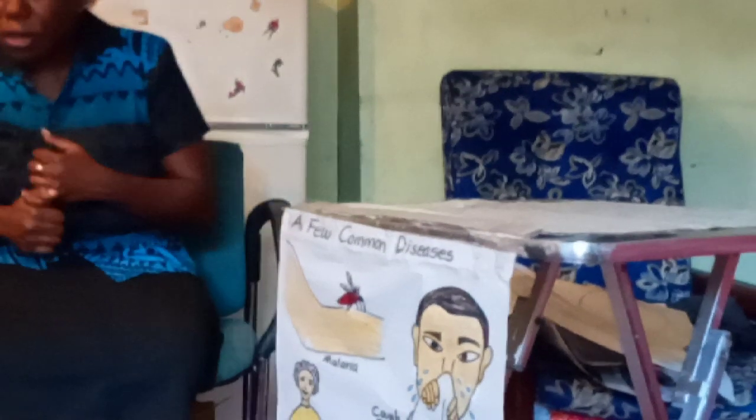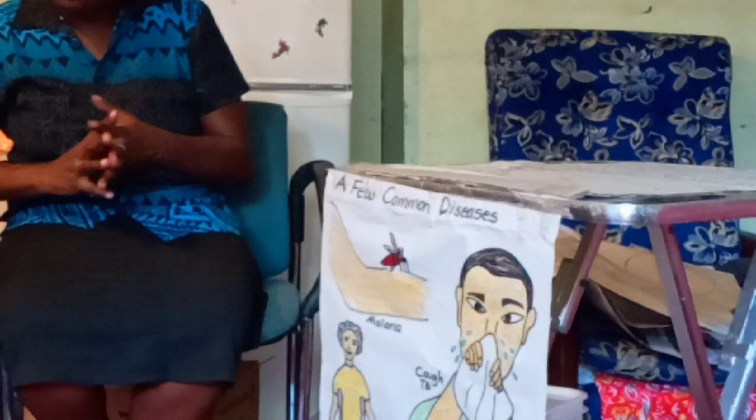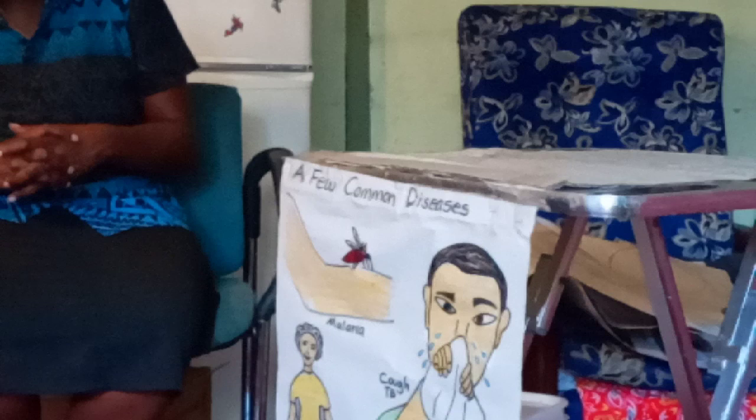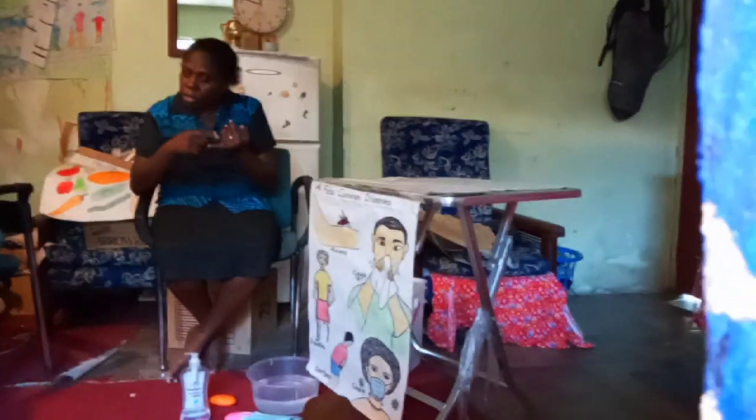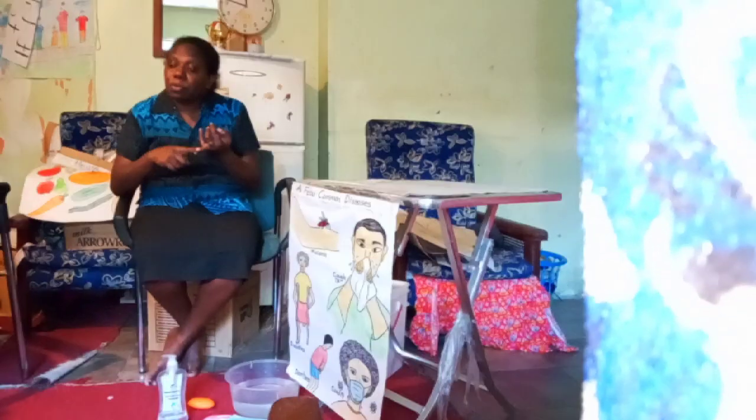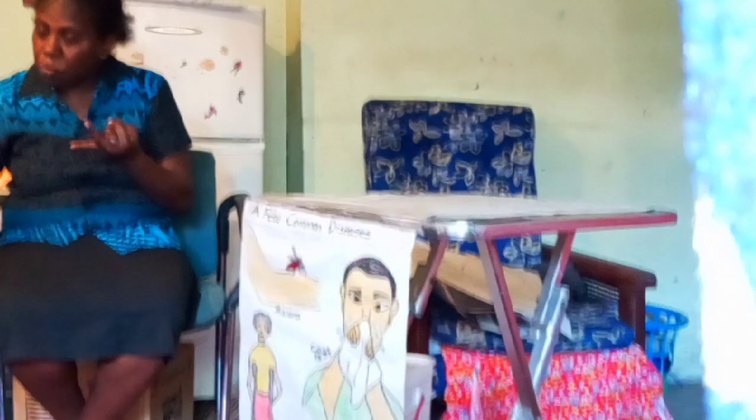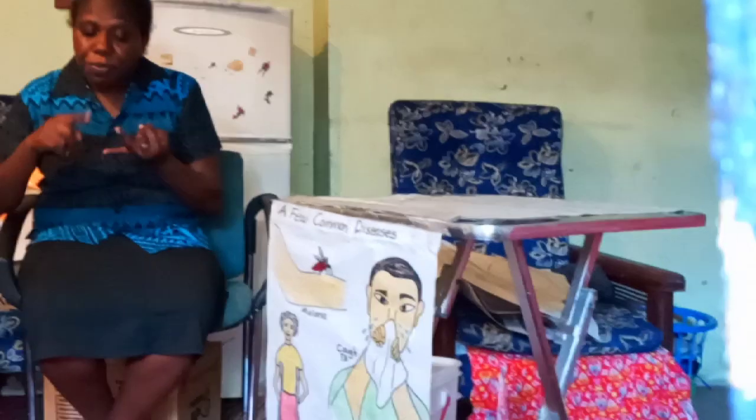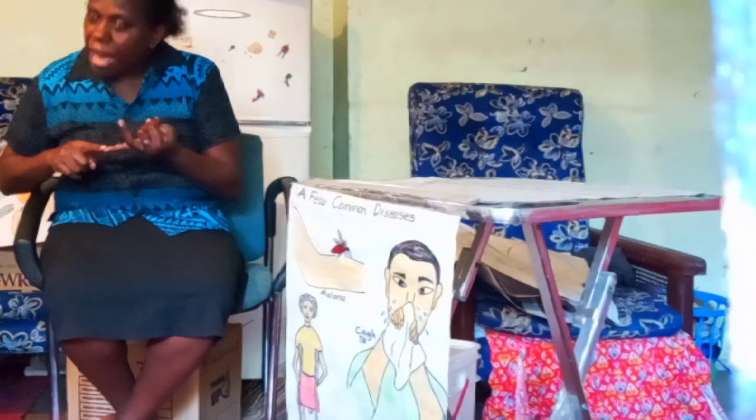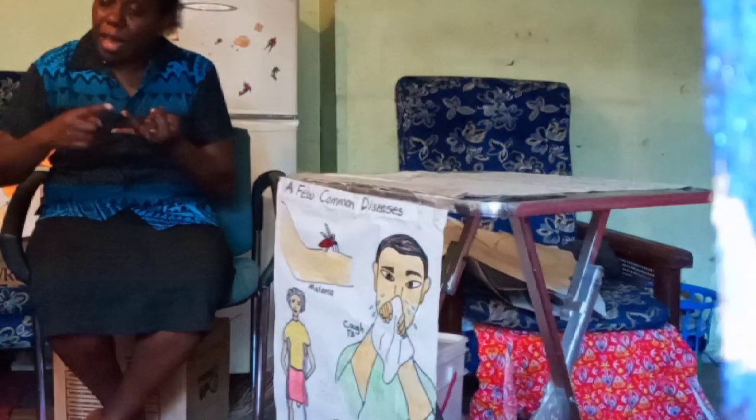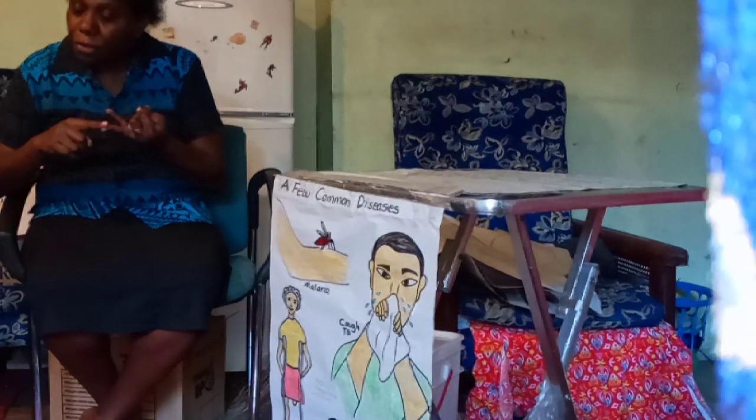Okay, this is how we're going to play the memory game. We imagine that we go to the market, and we're going to buy something. The first person says, I went to the market and bought an apple. The second person will say, I went to the market and bought an apple, and whatever she wants to buy, a pineapple, for example.